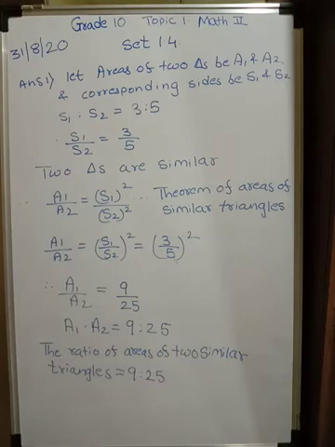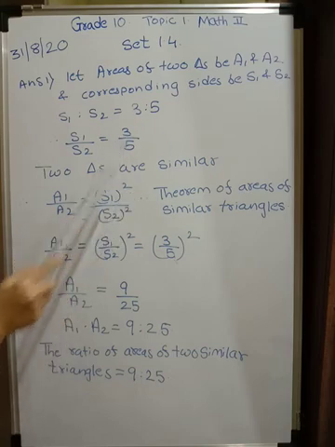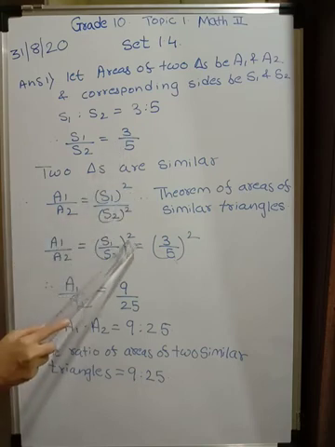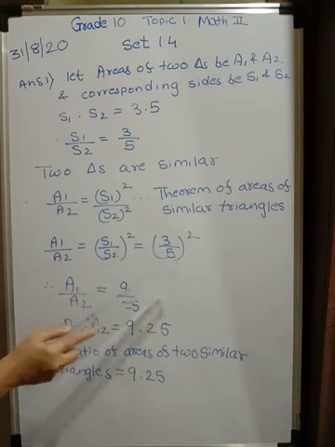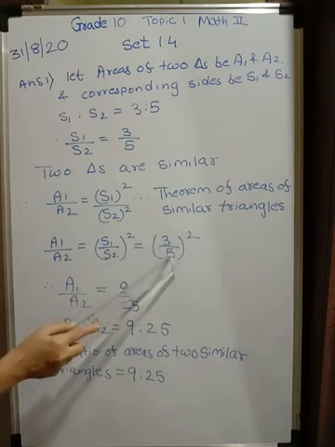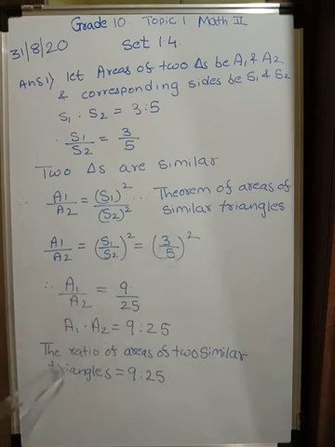But the mistake generally made by students is that they forget to take the square and they write only 3 upon 5. So please be careful with the squares. You have to square the ratio of the sides. Alright. And therefore the ratio of areas of two similar triangles will be 9:25. It is very easy, no? You just have to substitute.